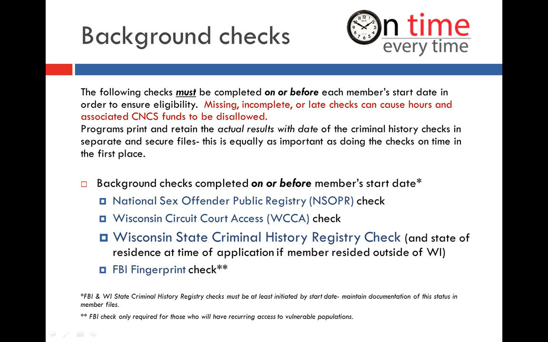And if you have more questions about that, we can certainly let you know. Now background checks, as we know, all of them have to be done on time, every time. The sex offender check is the first one, and that has to be done on or before the member's start date. It's a website. You make sure you type in their name spelled correctly. If they have any aliases, check those as well.